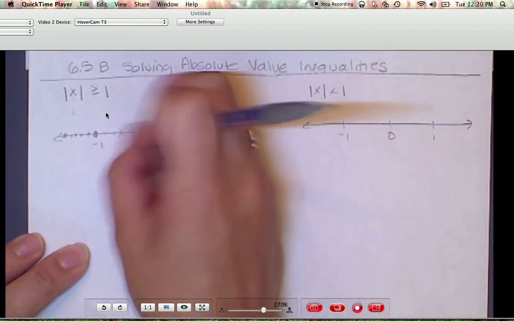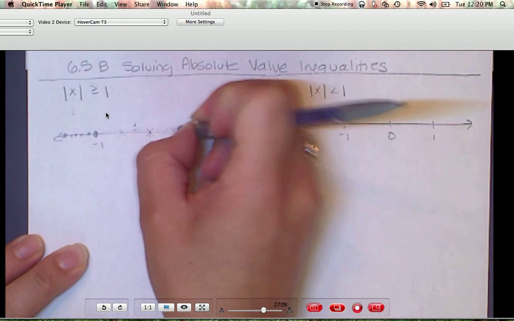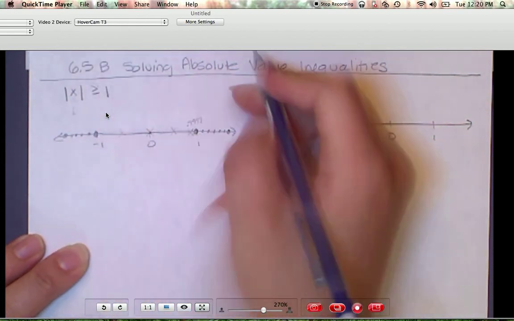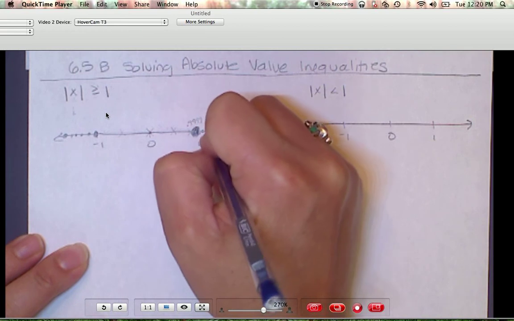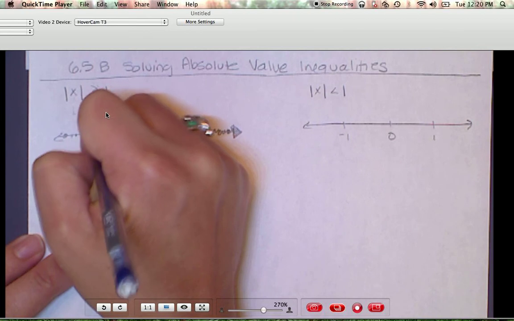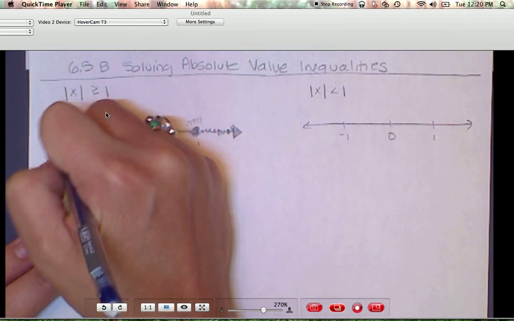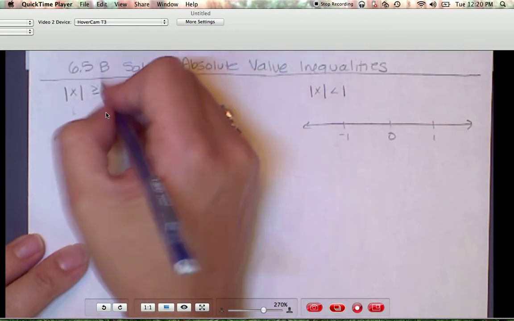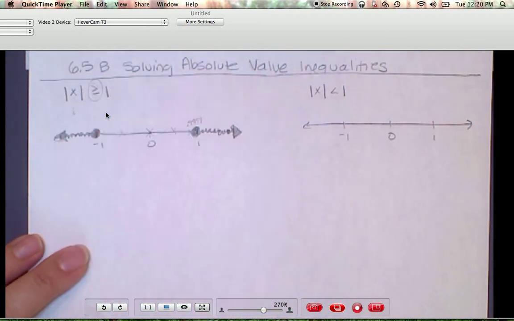So what do we have left? If we get rid of all these x's that don't work, then we're left with this graph. A closed circle at 1 and everything to the right of it. A closed circle at negative 1 and everything to the left of it. And this is greater than or equal to.